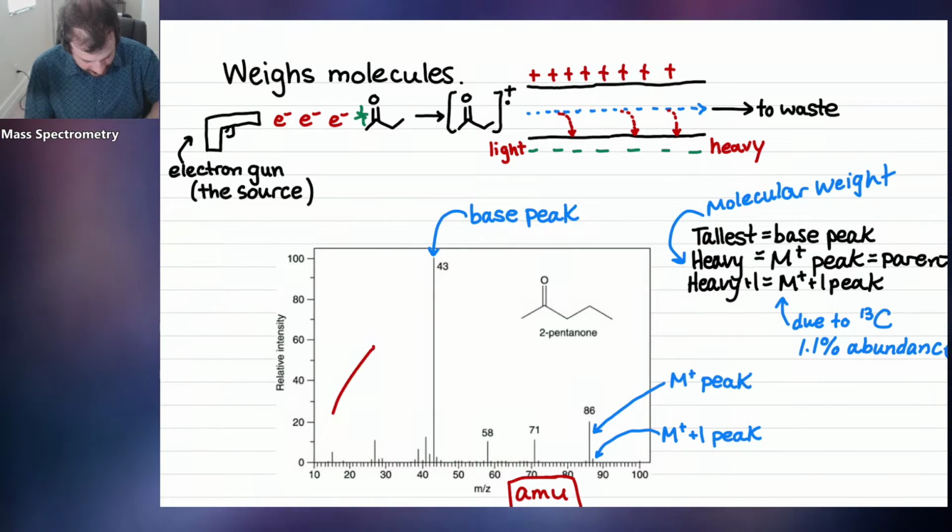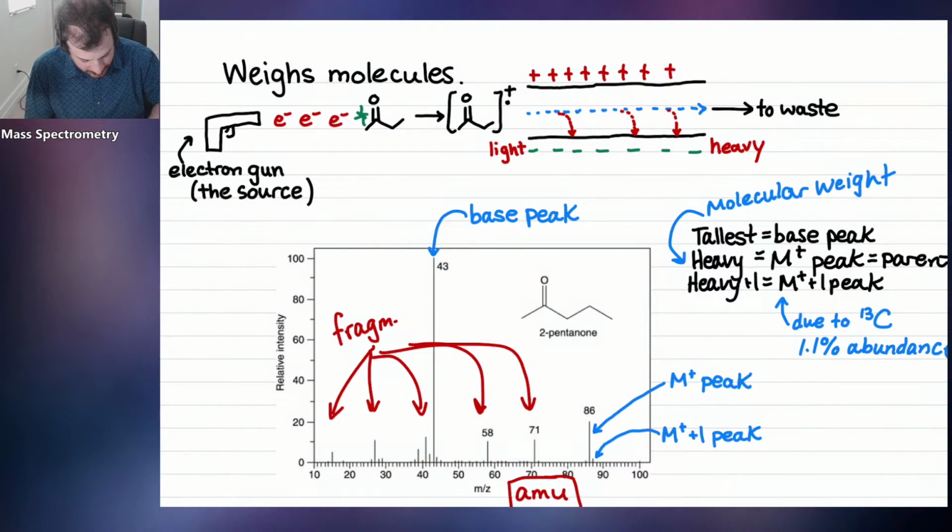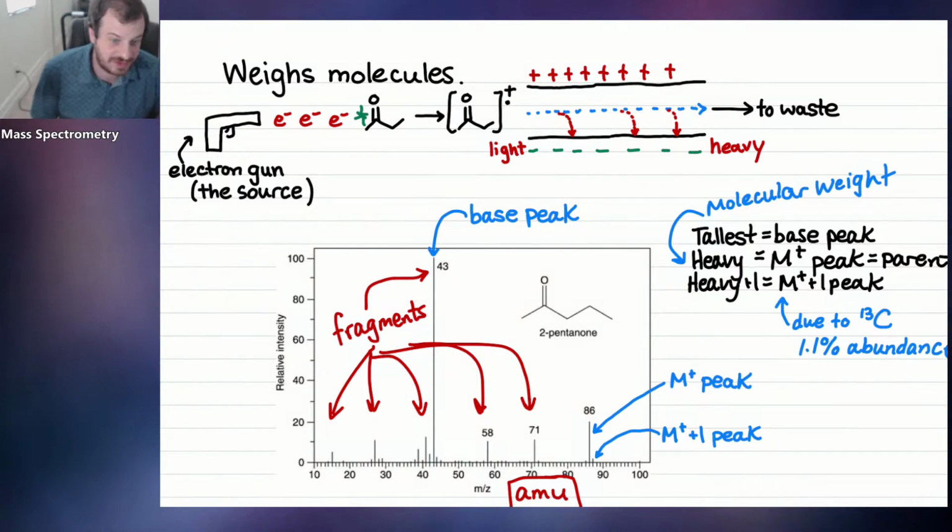So all these things here, boom, boom, boom, boom, boom, these are fragments, including the base peak. In this situation, the base peak happens to be coming from a fragment. So whatever that fragment is that weighs 43, that's a very, very abundant fragment. That means for whatever reason, when this molecule gets hit with electrons, it breaks apart into a piece that weighs 43 quite often.